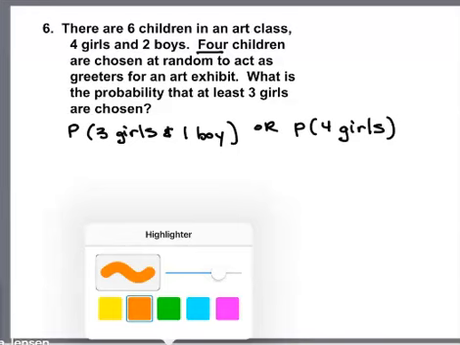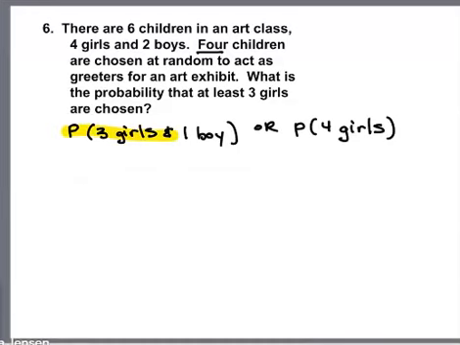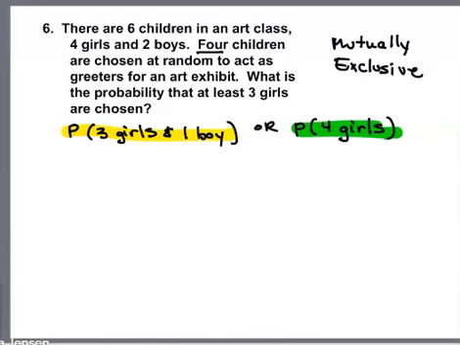So we want to think, is this inclusive or exclusive? Well, is there ever a group of 3 girls and a boy that is also a group of 4 girls? No, it's one or the other. So that's why this is mutually exclusive. Mutually exclusive. We can just write exclusive. Because a group of 4 girls cannot also be 3 girls and a boy. So probability of 3 girls and a boy.